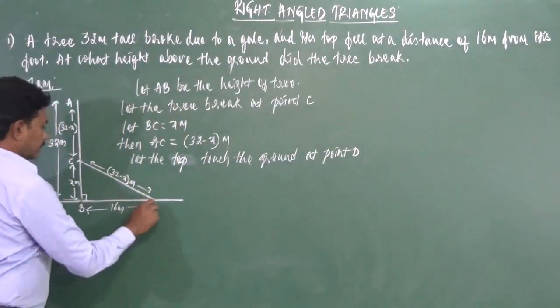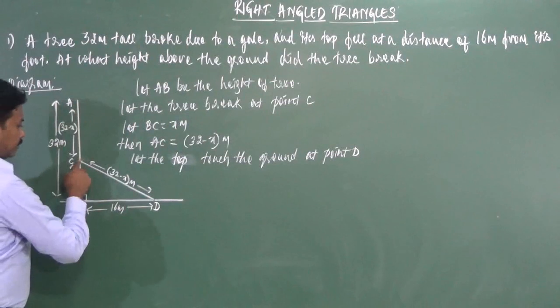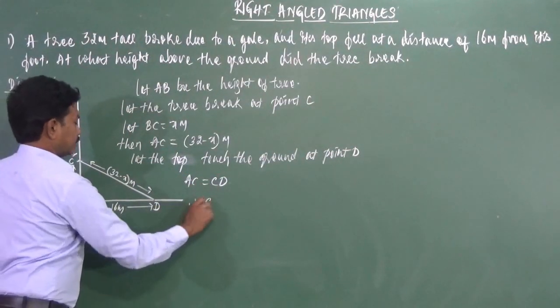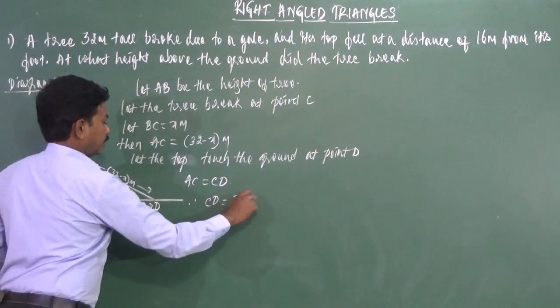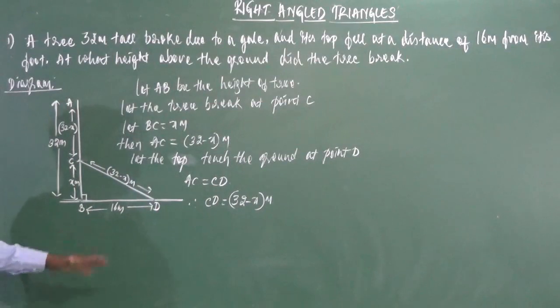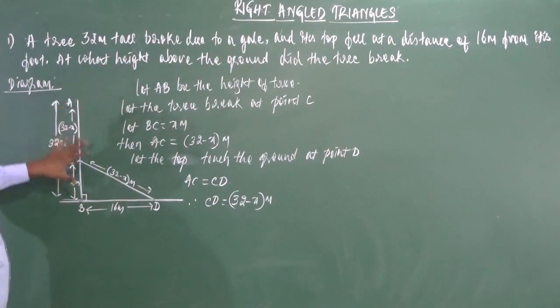Mention that point here. Let it touch the ground at point D. Therefore AC will be equal to CD. AC is equal to CD. So therefore CD will be equal to 32 minus X meters. So this is the required data, because by observing the problem we have drawn the diagram.